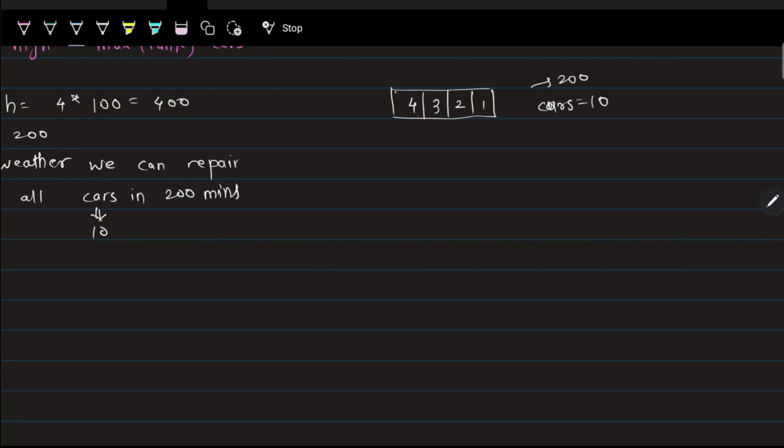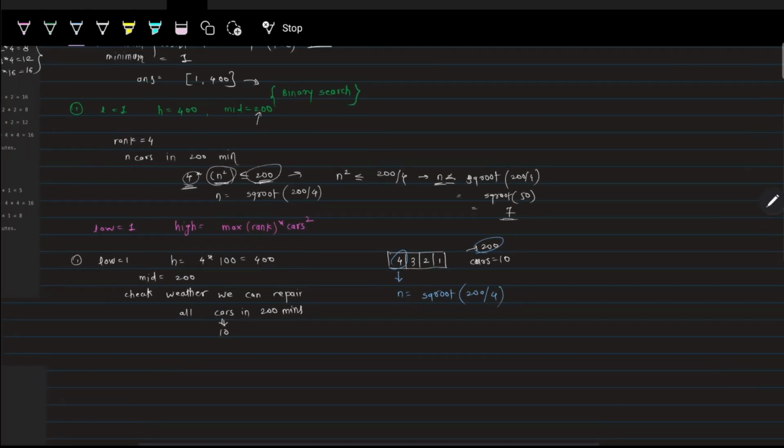Now let's try to do this. So the first thing would be: I want to find out if I use this mechanic at its max level, whether it won't go beyond the 200 minutes range. So that would be n equal to the same formula, square root of 200 minutes. It should not go beyond that. This is the formula we drew, right? Here we draw that formula.